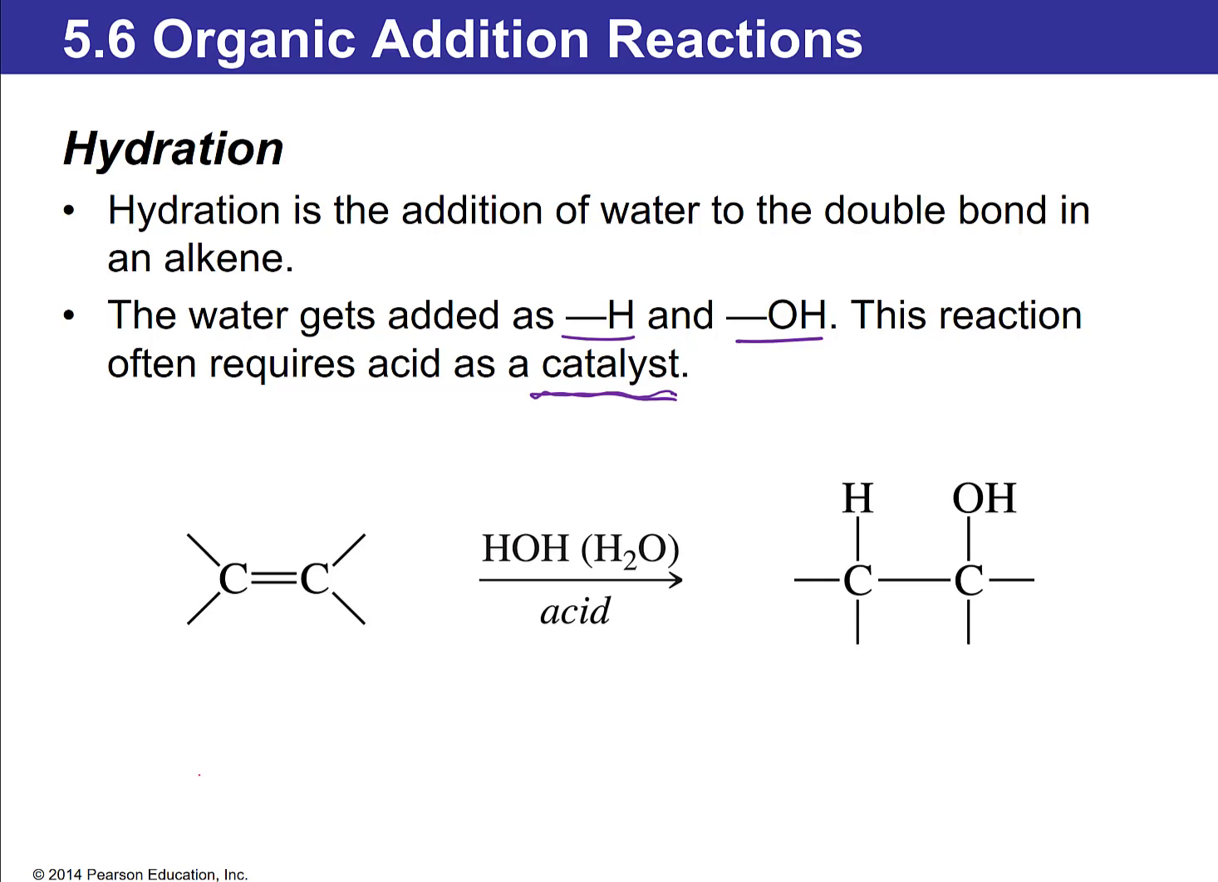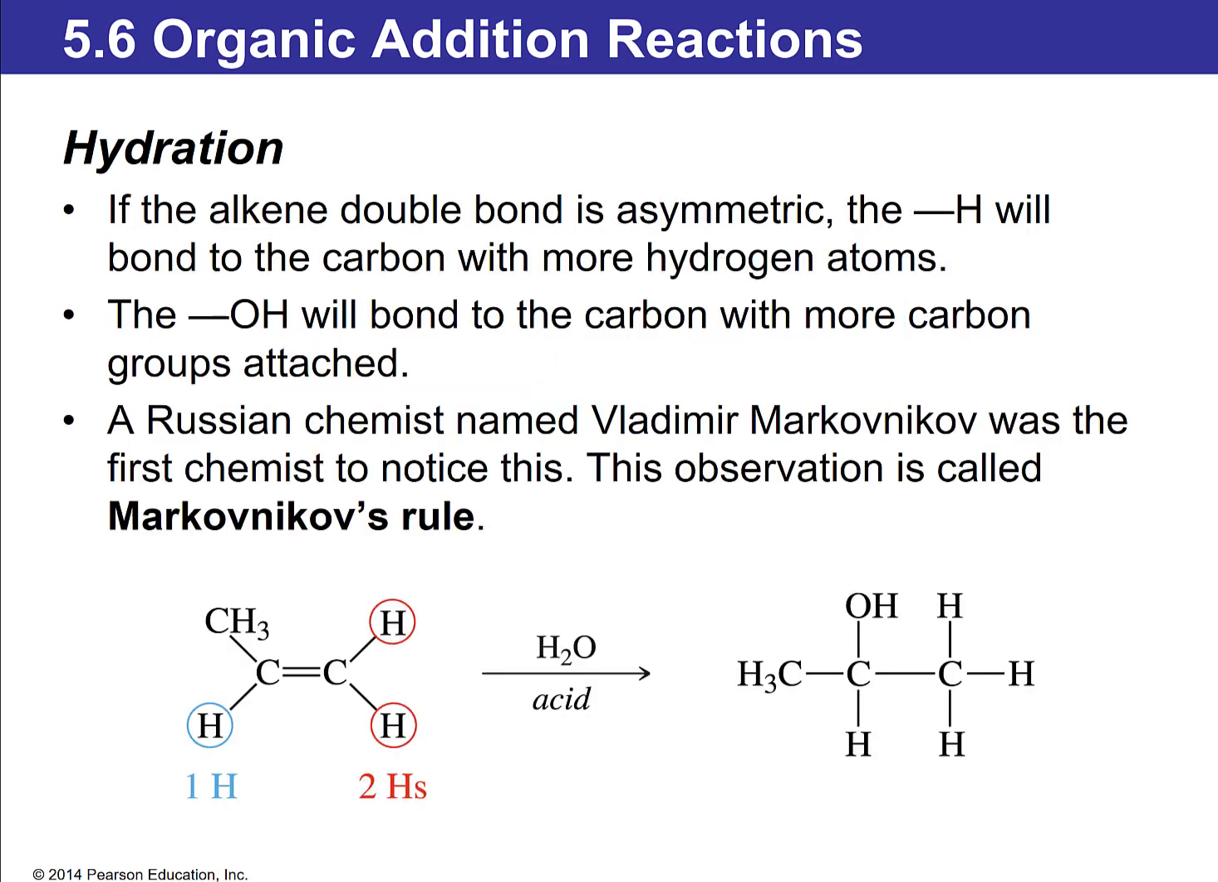So in this one, you just see the generic reaction that occurs, an H on one side and OH on the other side. But where the H and the OH end up, whether the hydrogen is added to the left carbon or to the right carbon, is actually determined by the structure of the molecule.